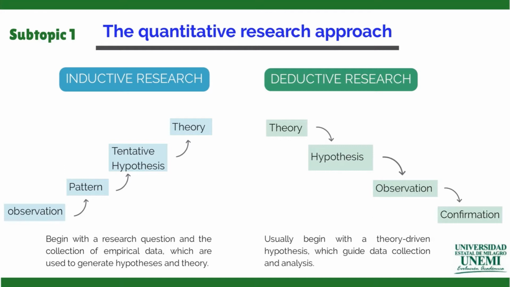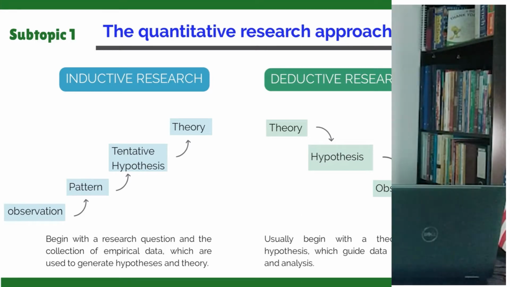Usually, in quantitative research, we begin with a theory-driven hypothesis, which guides data collection and analysis, as you can see on the right side of the graph. On the left side is more about qualitative research, in which we try to develop theory based on observation. In that graph, you have how the research process is when you take a quantitative approach.